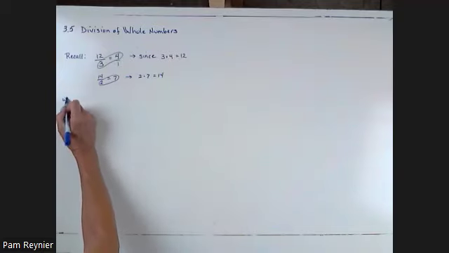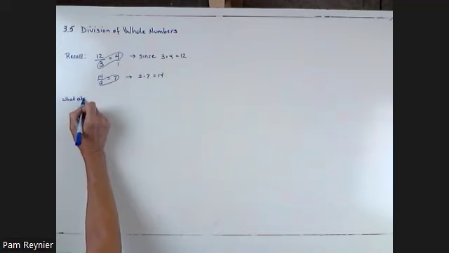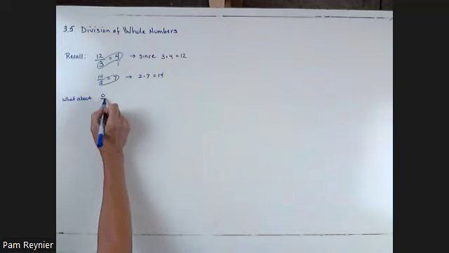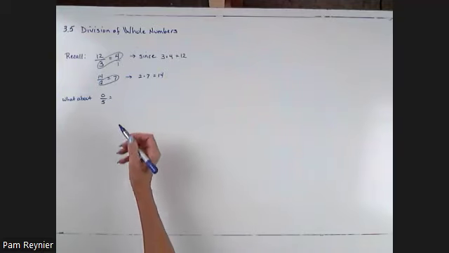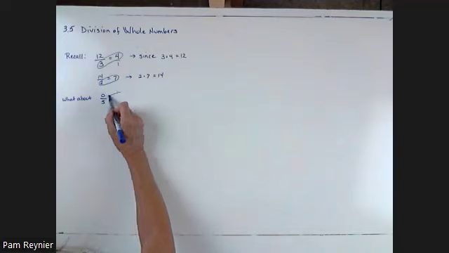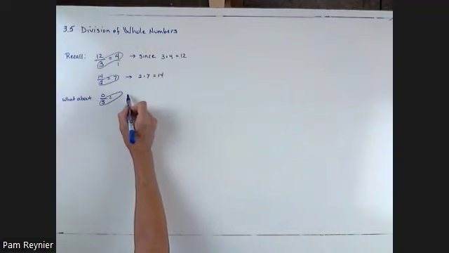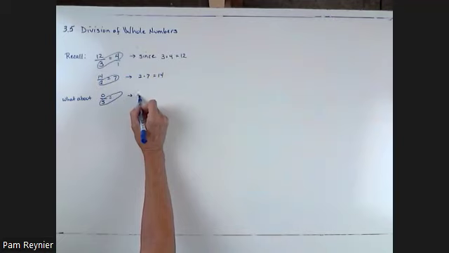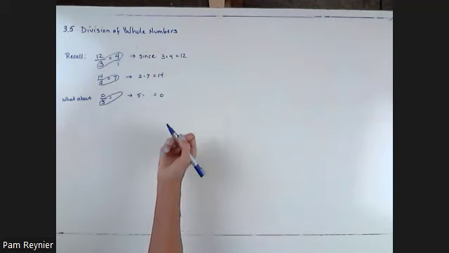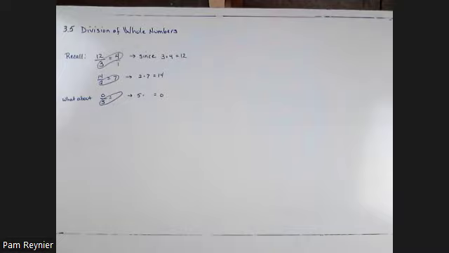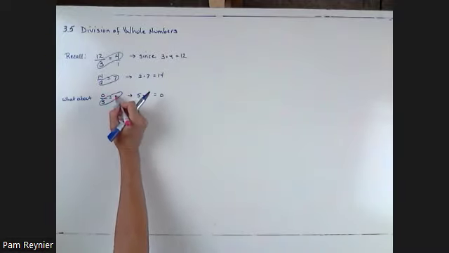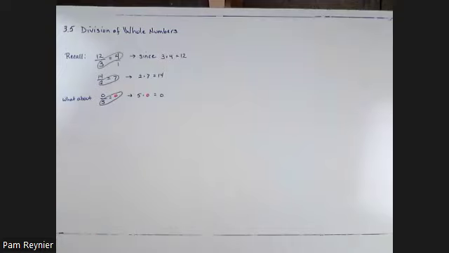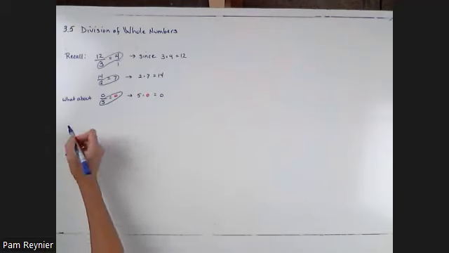Well, what about 0 divided by 5? If you're not sure, think about what's going to happen. What do I need to multiply by to get an answer of 0? So 5 times what gives us 0? Well, we know that 5 times 0 gives us 0. So 0 divided by a number always gives us 0. And I'll show you something in just a moment.